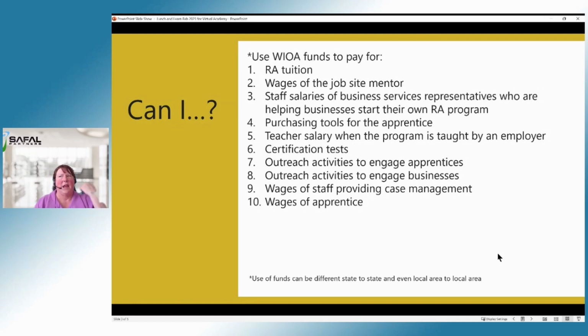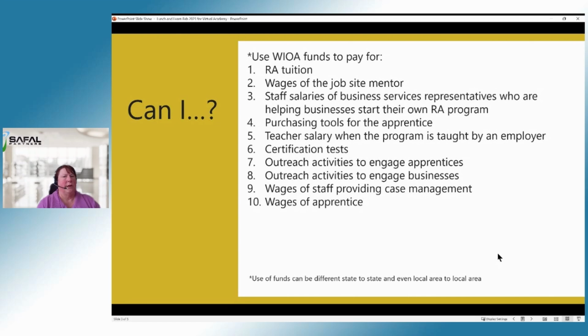And yes, you can have them help bring the people together to have the conversations about what are we doing here on trying to maybe put together a group registered apprenticeship program where you have multiple employers who are saying we need XYZ occupation, and will all join together to do this. So your business services reps can do all of that, and you can pay for their salary as they're doing it. What about buying tools for the apprentice?